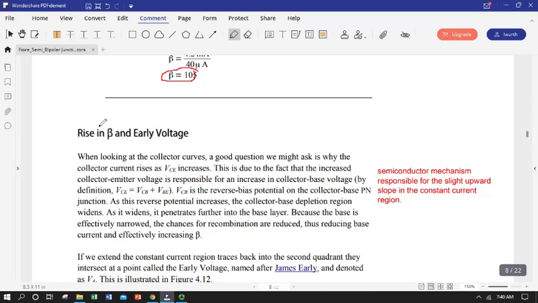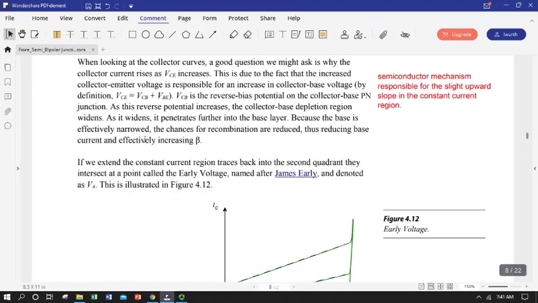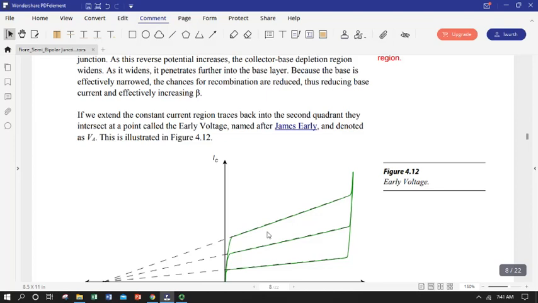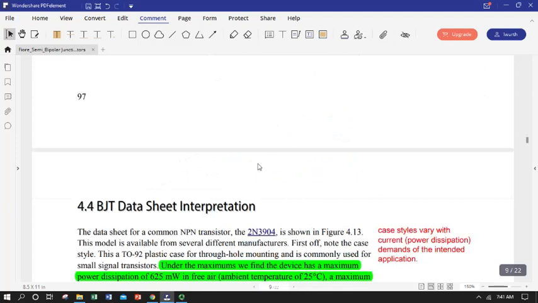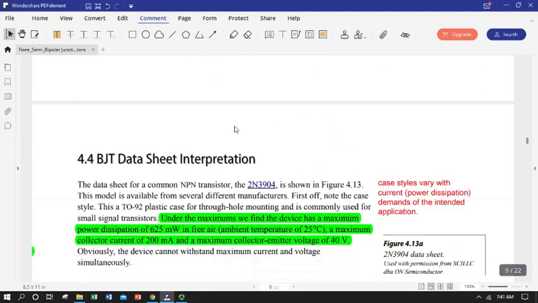This next section, rise in beta and early voltage, just basically gives a little qualitative discussion of why these flat regions aren't quite flat. It's not just ohmic response, it's not just the transistor acting with a bit of ohmic resistance. It also has to do with the widening of your PN junctions as you apply more voltage collector to emitter. Not all that important for what we're going to do in using transistors and circuits.